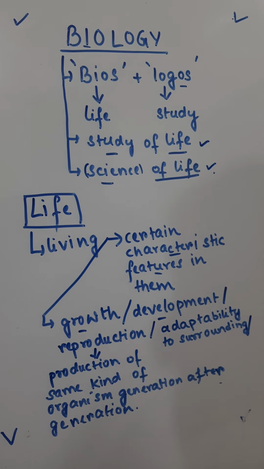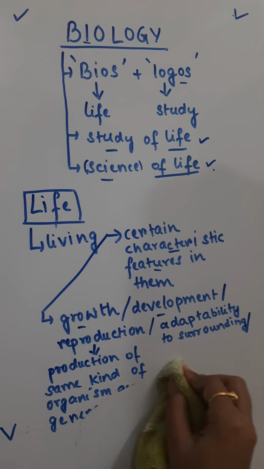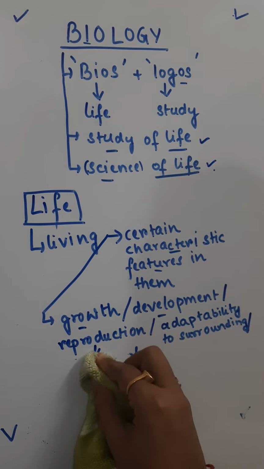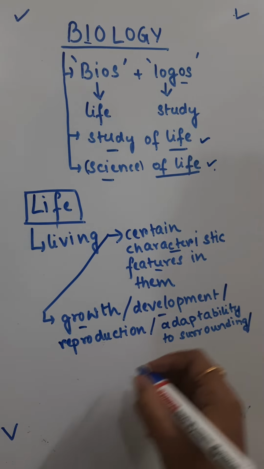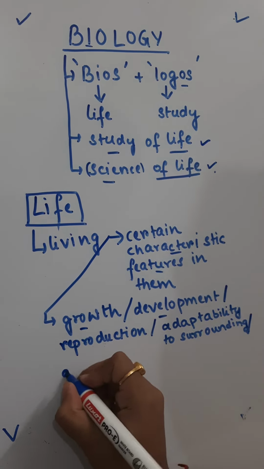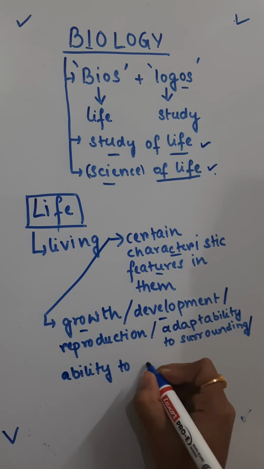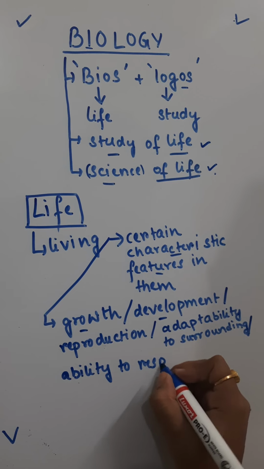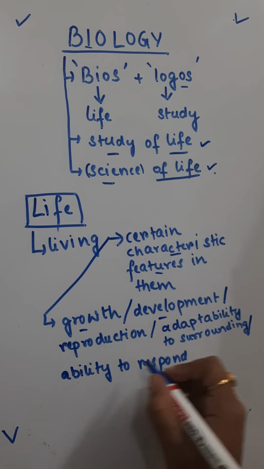I am removing the definition of reproduction over here. I hope you people have it, or you can go back and see the definition if you need. So these are the 4 features. Another feature is the ability to respond to the environment. All these features are there only in living organisms.